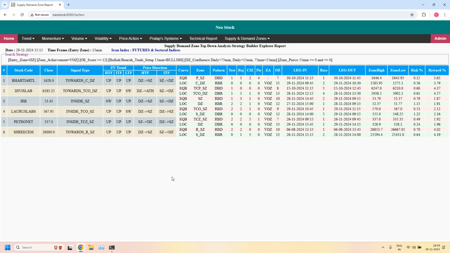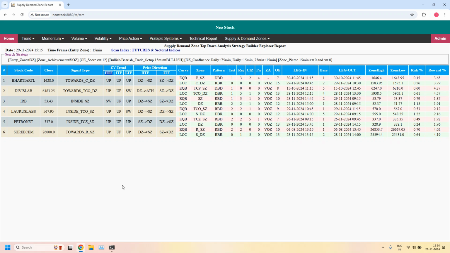So in all these 6 stocks, these 15 minutes demand zones are part of the 75 minutes demand zone, both together again part of the daily demand zone. So HTF is daily. Currently this HTF trend is uptrend in all these stocks except the third one.